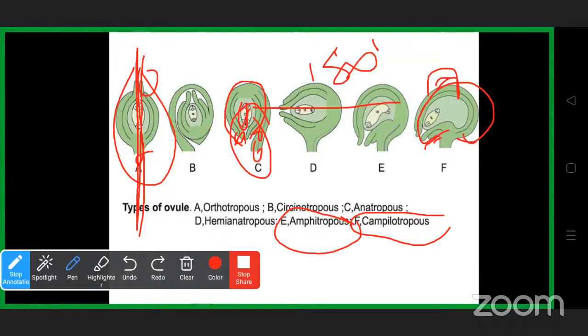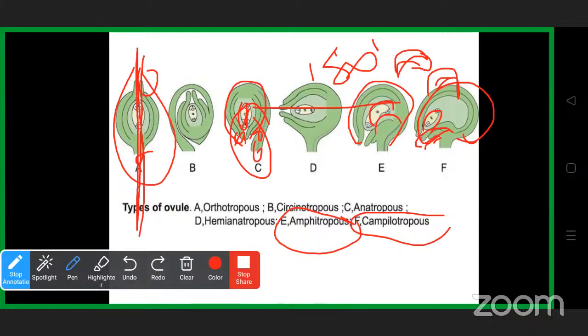Ovule is curved, but embryo sac is straight. Ovule is curved 180 degrees, but embryo sac is straight. That is the campylotropous ovule. These all are present in pulses. And you can see the amphitropous ovule here, in which the ovule as well as the embryo sac are both curved into a U shape or shoe shape.